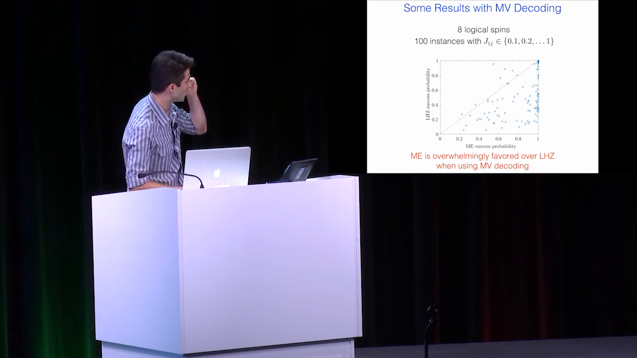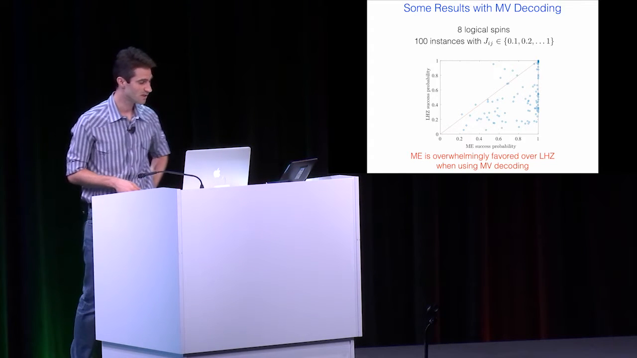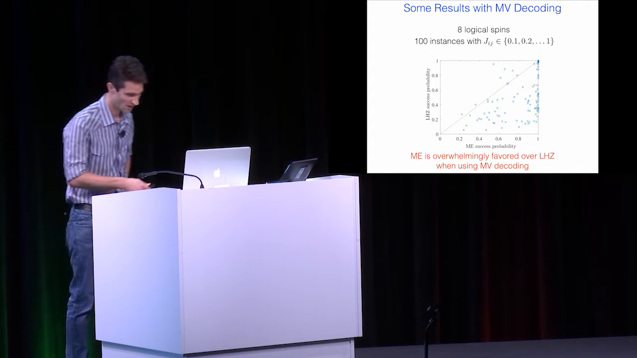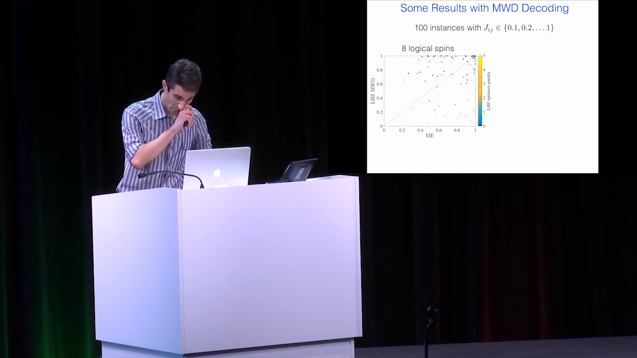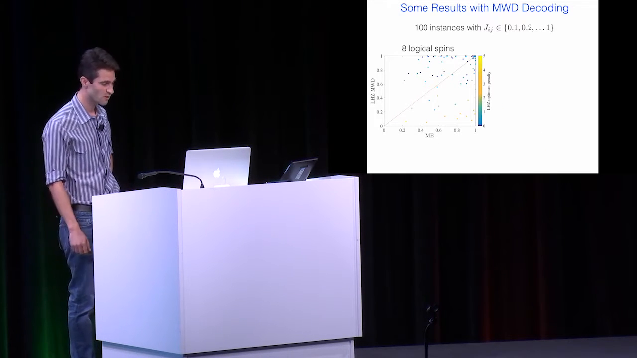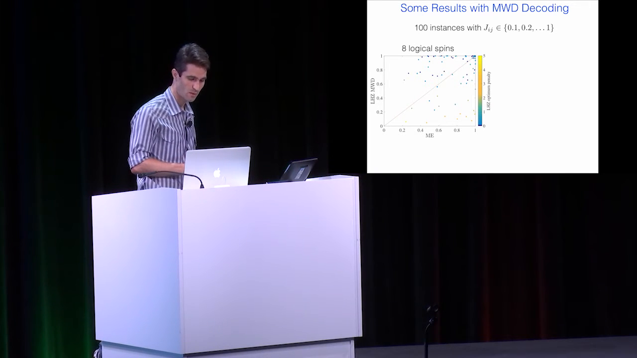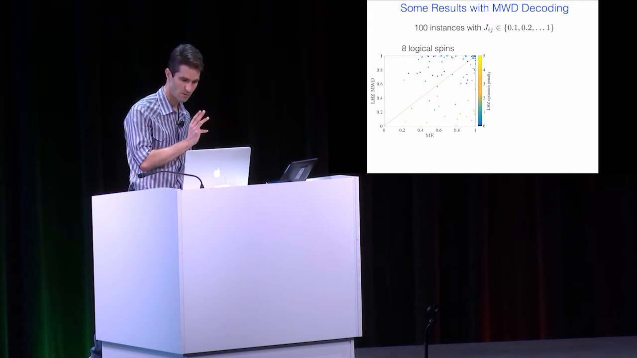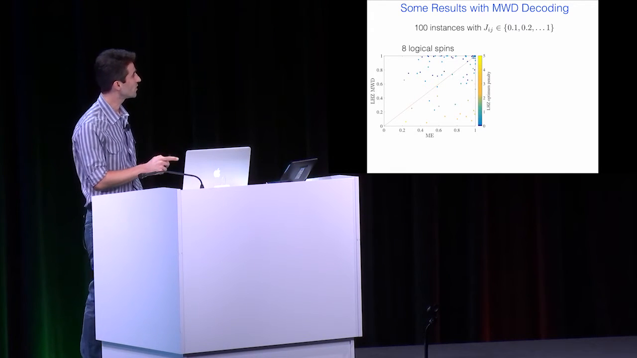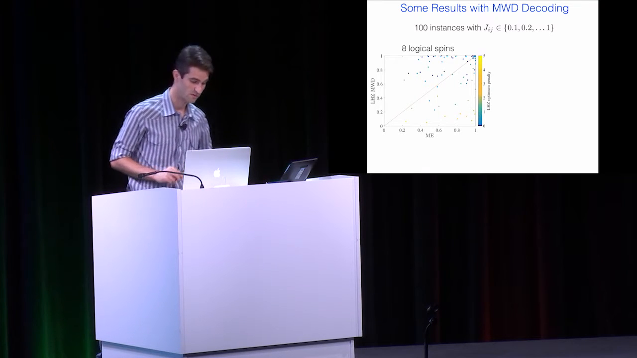But now you might say, OK, look, there are much more sophisticated decoding strategies for LHZ, so maybe you should use those. Absolutely. So we now do things with minimum weight decoding, which turns out to be actually as good and usually better than the parity check method of Pastawski and Preskill. But of course, I want to emphasize that this minimum weight decoding is actually not efficient, whereas their method is.